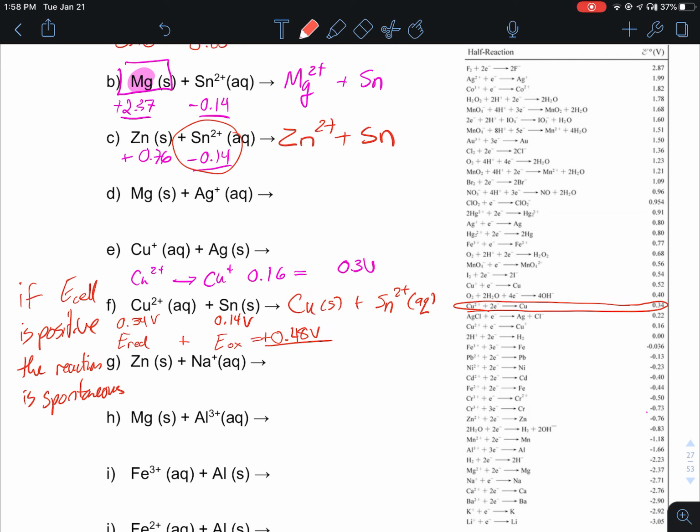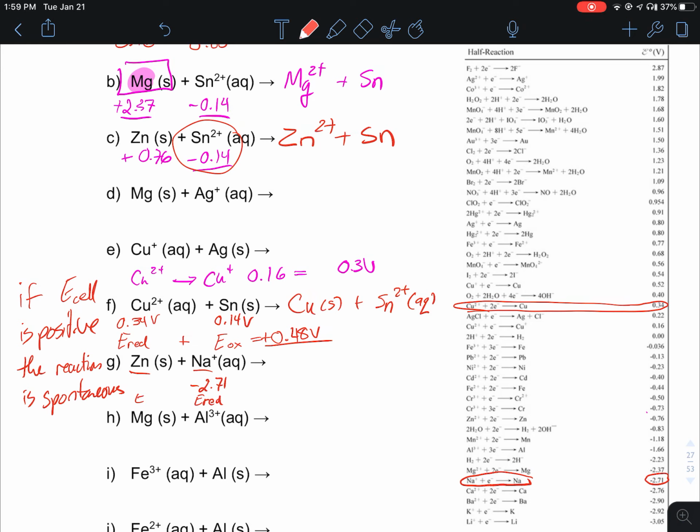All right, so let's look at the next one. This is zinc solid and sodium as an ion. Looking at the one with electrons, the zinc here, zinc's got electrons, but the sodium does not. So I'm going to look for the sodium actually. Here's sodium, and this is my value. Sodium is negative 2.71, and that is our reduction. That's our E red.